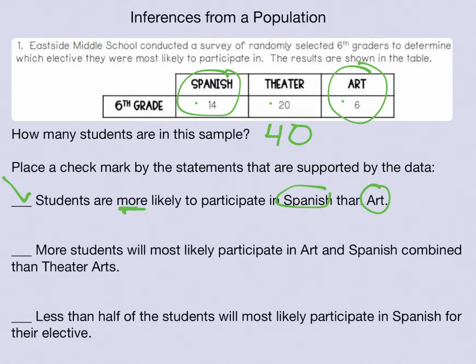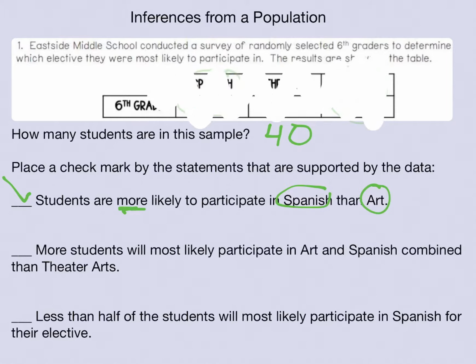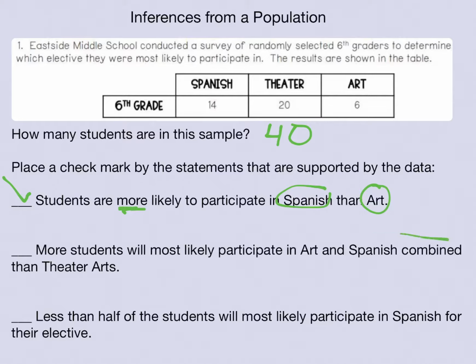Our next statement says more students will most likely participate in art and Spanish combined than theater arts. Now for this one, we're comparing all 3. I'm going to go ahead and erase what I have up here. We're comparing all 3, but it says art and Spanish combined and then theater arts. So for art, we had 6. For Spanish, we had 14. And for theater arts, we had 20. So when we combine the 6 and 14, we actually get 20 combined here.